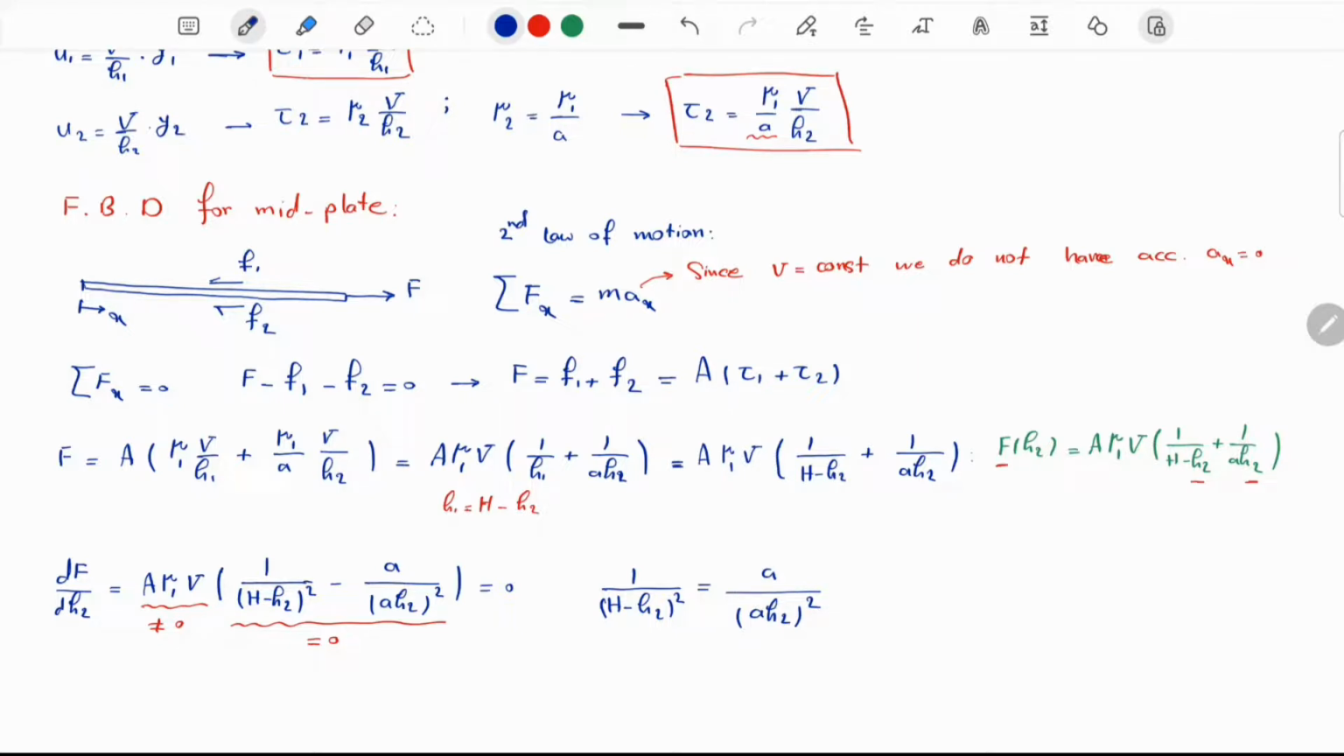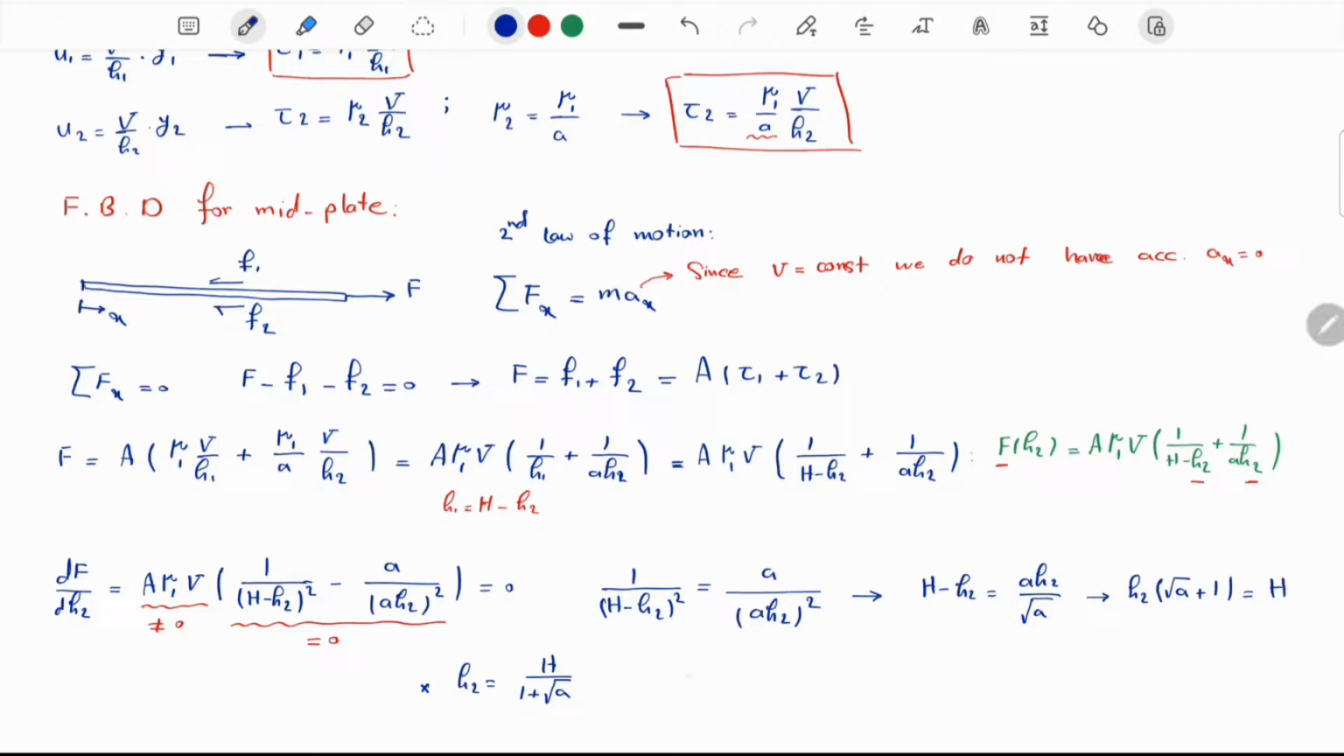Now, from this, let's do some manipulation. We have H minus H2 equals AH2 over square root of A. And from here, we have H2 multiplied by square root of A plus 1 equals capital H. Okay, now I'm continuing here. From here, we obtain H2. H2 equals H over 1 plus square root of A.